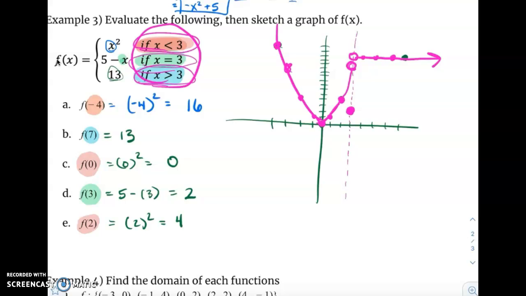So this is a graph of the piecewise function. So you just graph the graph given to you, but you only graph it to the left of 3, at 3, and to the right of 3.